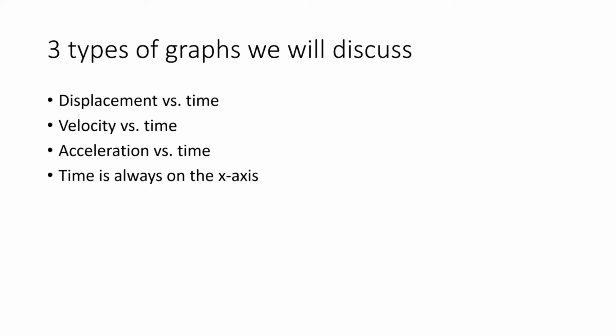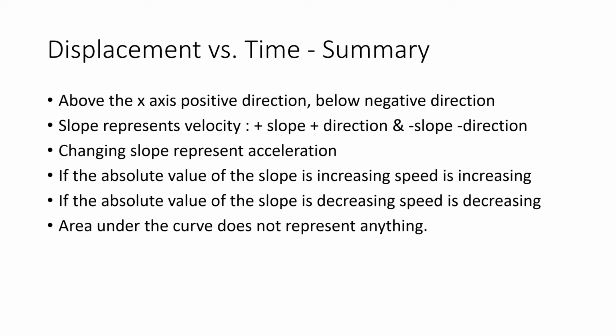Alright, so the three types of graph we're going to discuss are displacement versus time, velocity versus time, and acceleration versus time. It's important to remember that time is always going to be on the x-axis. First one we're going to talk about is the displacement versus time graph.